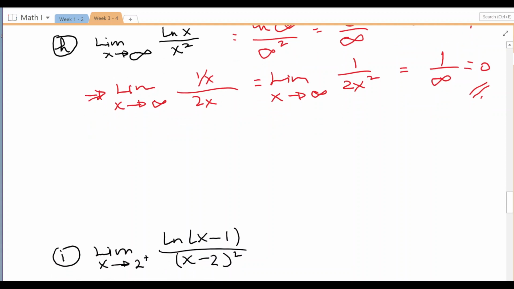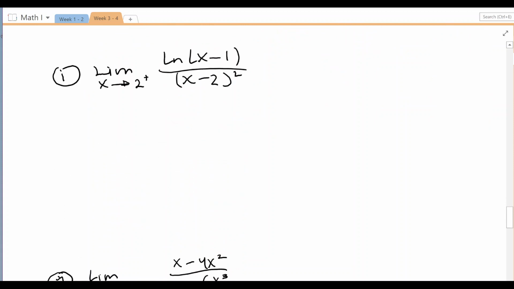Okay, for the next problem, what's the limit of ln x minus 1 over x minus 2 squared? If we do the substitution, you get ln 1 over 2 minus 2 squared, so ln 1 equals 0 over 0, improper. So we are allowed to take L'Hopital's rule.